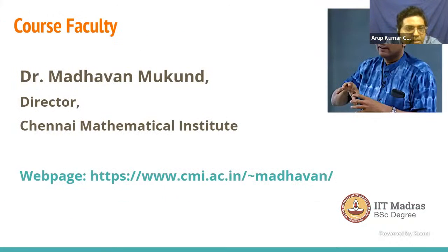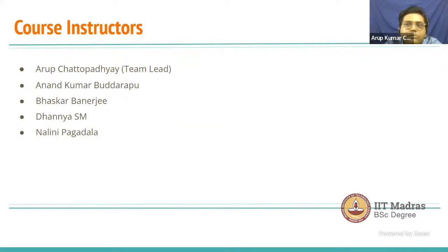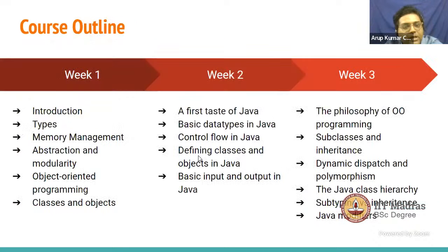Now, who are the course instructors? We are 5 course instructors: Arup, myself, Anand Kumar, Bhaskar Banerjee, Dhania, and Nalini, right? So we 5 instructors will be helping you out throughout the sessions, throughout your entire course. Let us next go for the course outline. What are the topics which will be covered in these 12 weeks? Basically the first 6 weeks I'll discuss. The rest of the 6 weeks, Bhaskar will discuss, right? So I'll go week wise.